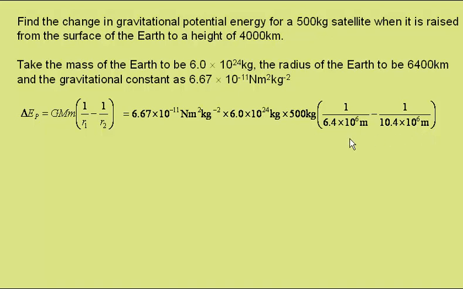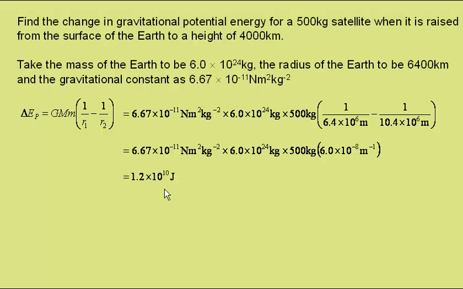We can do this part of the calculation first, which comes out at 6.0 times 10 to the minus 8, and that will be meters to the minus 1, and this gives a final answer of 1.2 times 10 to the 10 joules. This is a positive answer, as the satellite will have gained gravitational potential energy.